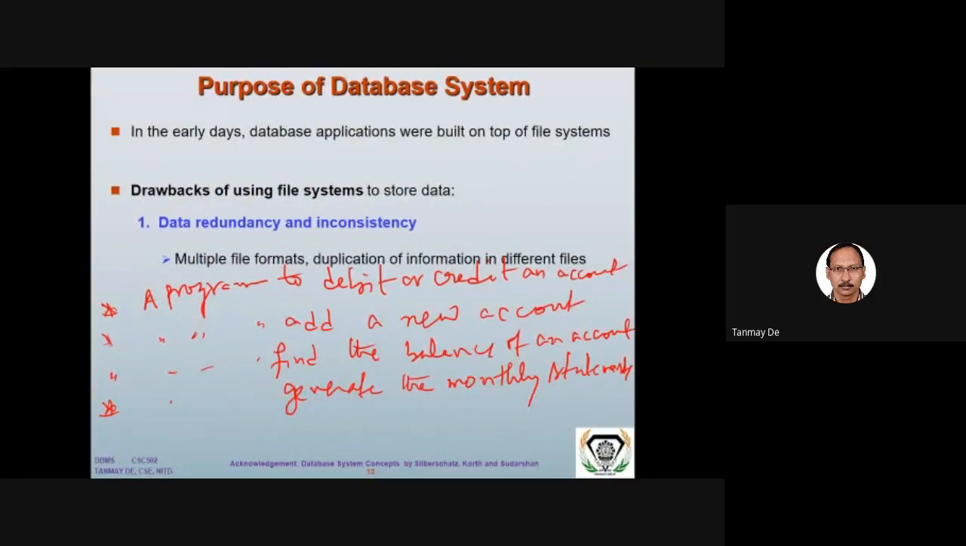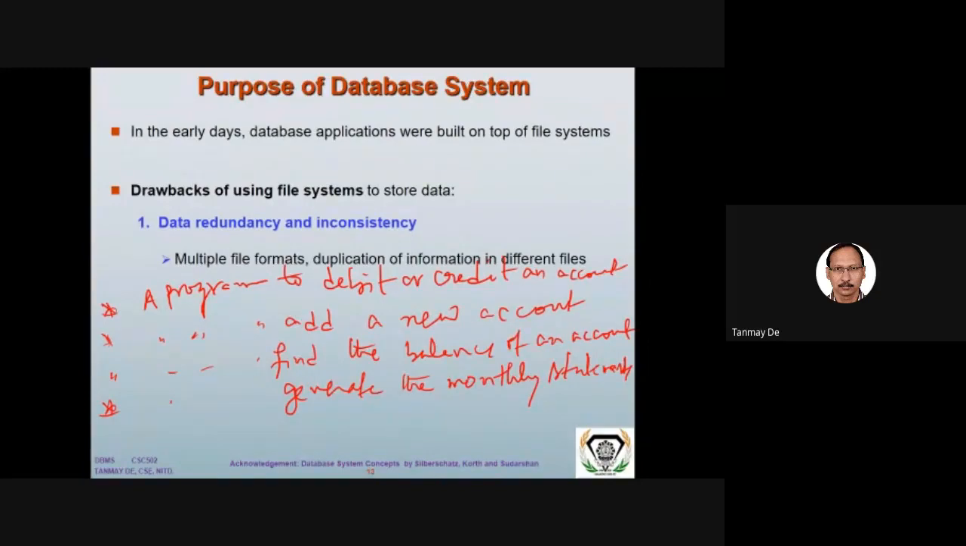So I already told you about such application programs. When the file system or database system is created, depending on the need of the organization, suppose a bank, different files are created and different data is stored in those files. Some application programs are also written according to the demand of the bank. Later, if any new thing needs to be accessed or updated, then new application programs need to be written, and new files also need to be created to store some new information.